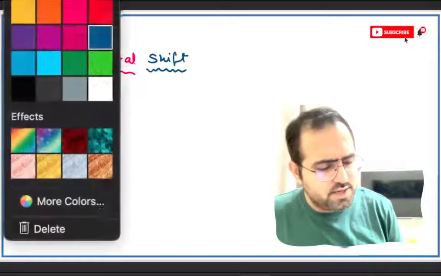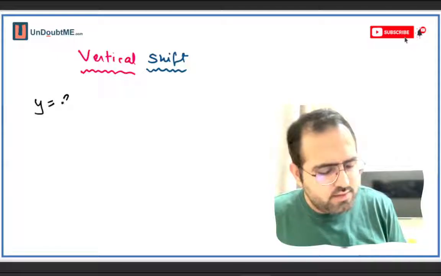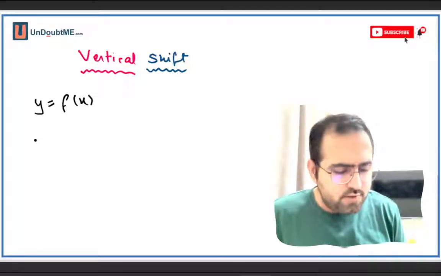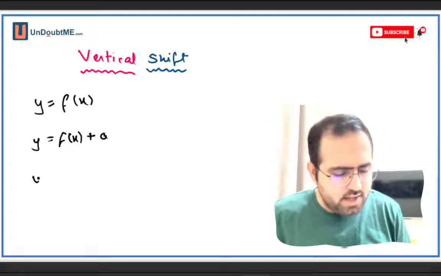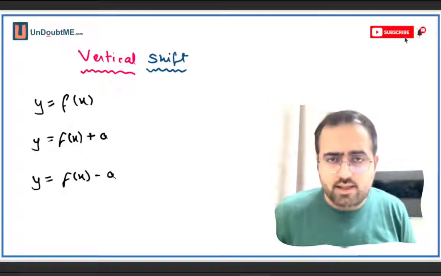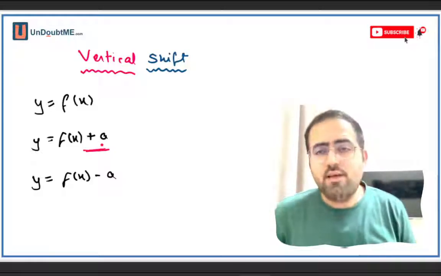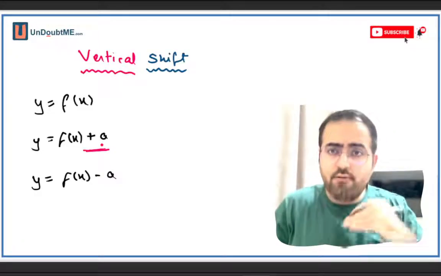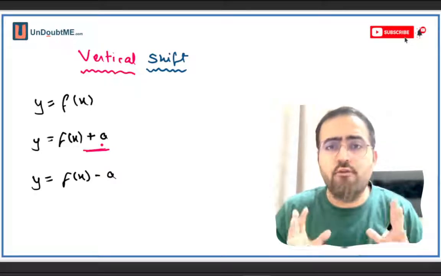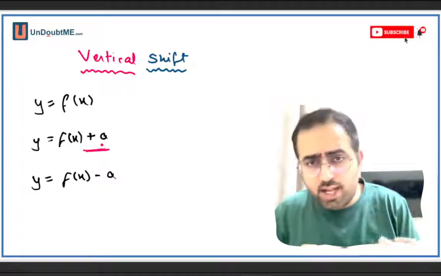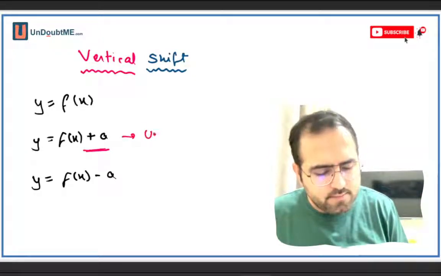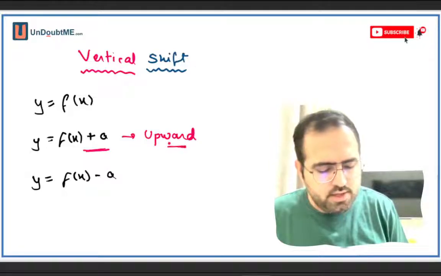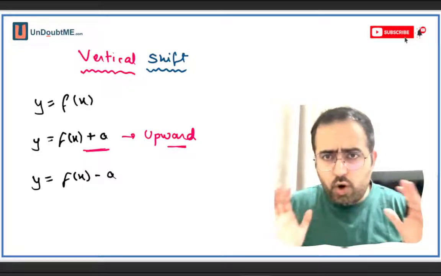So if I have the original function as y is equal to f(x), and as examples I have y is equal to f(x) plus a, where a is any number, and y is equal to f(x) minus a. Now all you have to understand is that when it is plus a, you are adding something to the value of f(x). The value of f(x) lies on the y-axis. Since you are adding something to the value of f(x) and it is plus, I can say that this will be a vertically upward shift.